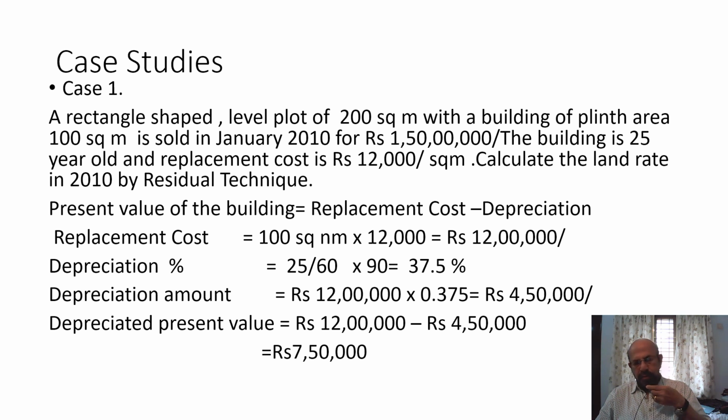Present value of the building is equal to replacement cost minus depreciation. Replacement cost is equal to 100 square meter into 12,000 is equal to 12 lakhs. Depreciation percentage is equal to 25 by 60, which is 37.5%. So depreciation amount is equal to 12 lakhs into 0.375 is equal to 4 lakhs 50,000. So present value is equal to 12 lakhs minus 4 lakhs 50,000 is equal to 7 lakhs 50,000.